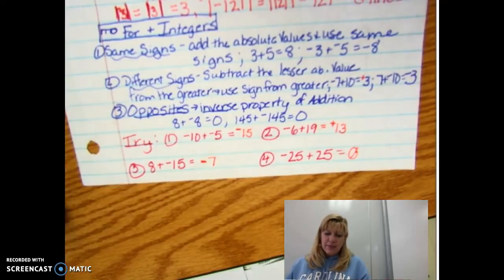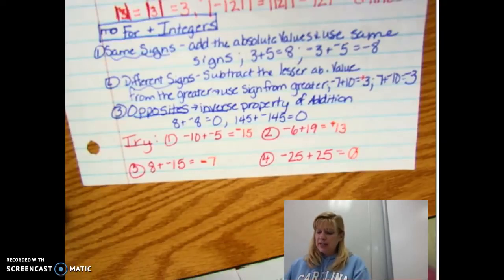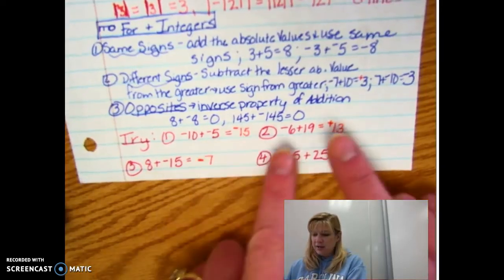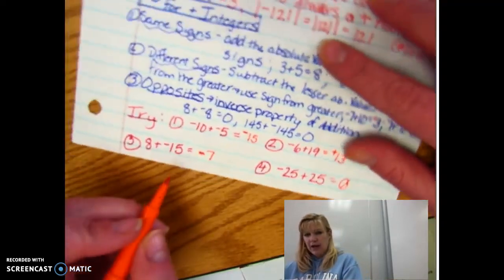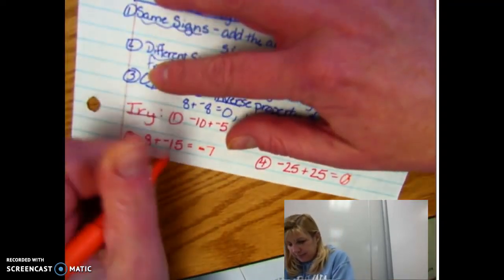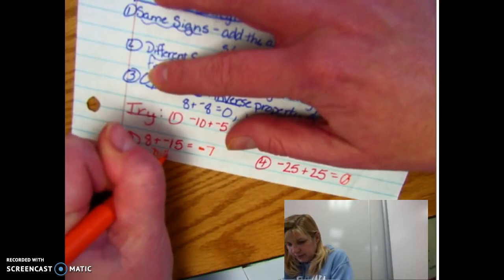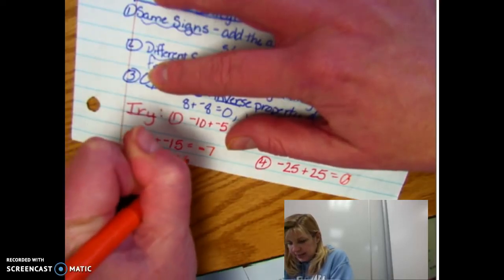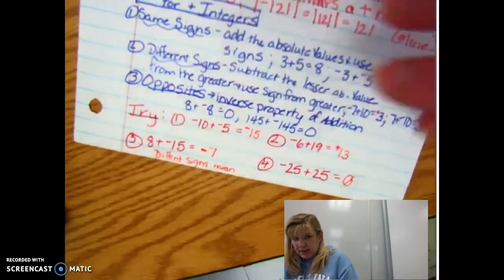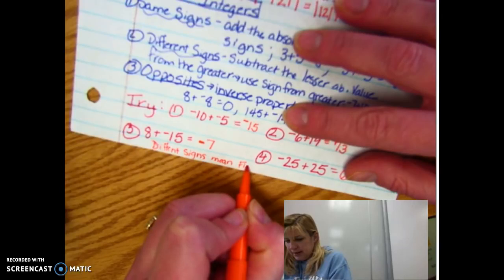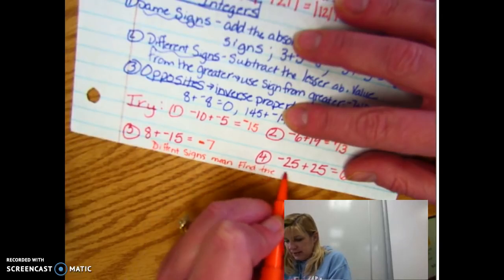So this assignment should go along pretty easily, but you're really going to have to think about the absolute value battles. Do you just plain add? Do you find the difference? Different signs mean find the difference. I'm going to go ahead and put that at the bottom. Different signs mean find the difference.